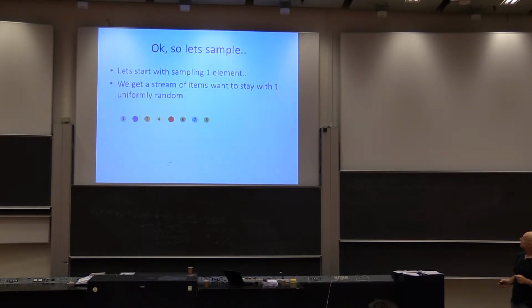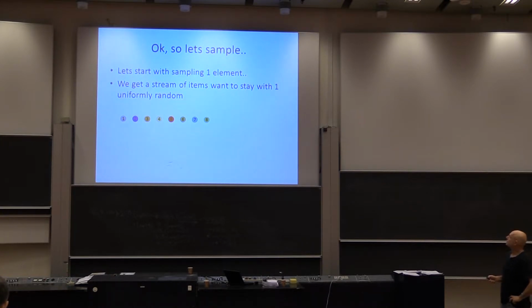Okay. So sampling. Let's start with sampling one item. That's kind of easy, and I can even do it in the streaming model that Graham talked about this morning. I show you the items one by one, you get a stream of items, and you want to stay with one item uniformly at random, without even having to know when the stream ends. At any point in time, you have to have one item, uniformly at random, from whatever items you've seen.